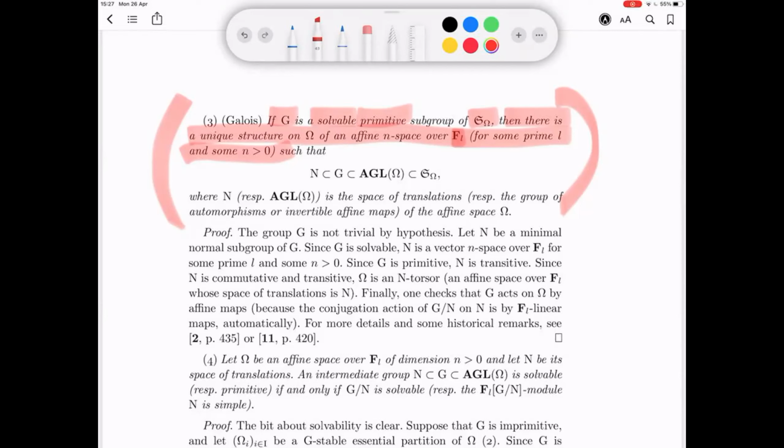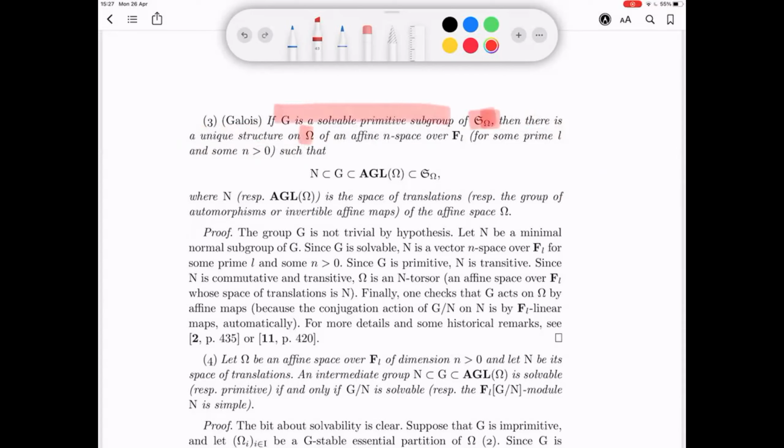So now I've explained what an affine space is, and so what does it mean to give some set omega? Omega, let's come back to this. Omega here is just some set. S omega is the group of all permutations of that set omega. G is a solvable and primitive subgroup of S omega.